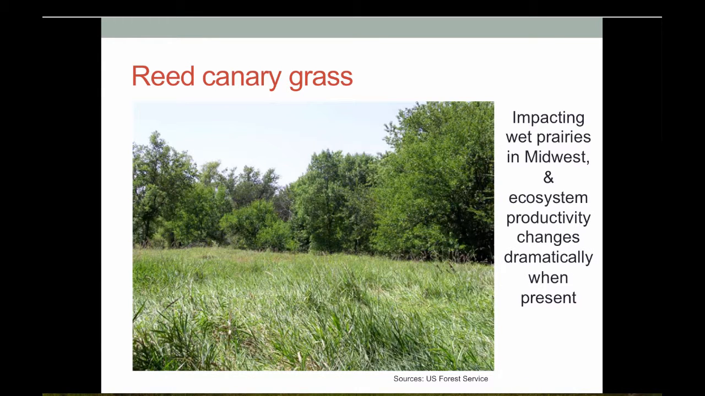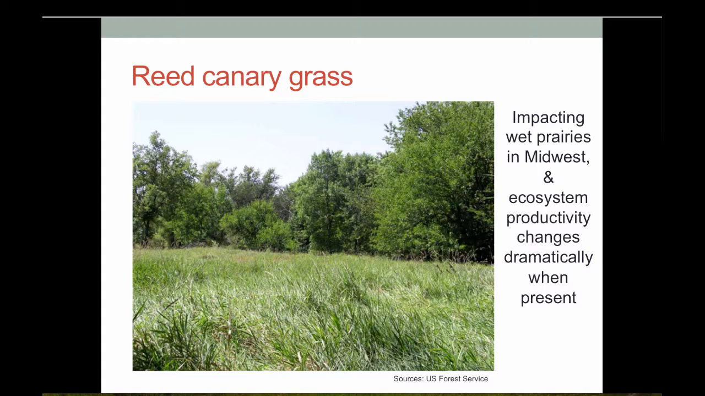Another example that we could look at that's common here in the eastern U.S. is the introduction of reed canary grass. A lot of times this introduced species dominates wet prairies in the Midwest. It does very well with these kind of wetter sites, and basically chokes out any native species and results in this monoculture of reed canary grass. And its impact on ecosystem structure and function is really interesting.